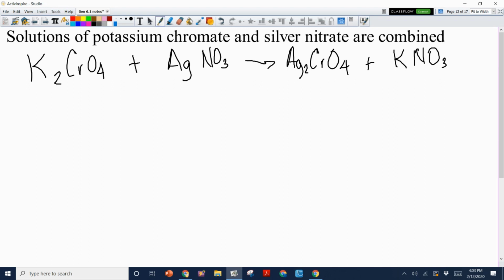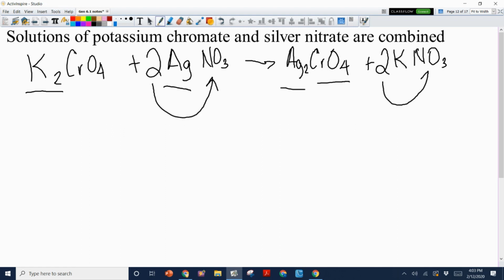All right, now we need to balance this. We have 2 Ks here, so I need 2 Ks here. 1 CrO4, 1 CrO4. 1 silver here, 2 silvers here, so I need to put a 2 there to give me 2 silvers. That gives me 2 nitrates here, and I have 2 nitrates here. So now that's a balanced equation. No matter what we're doing in chemistry, we always have to start off with a balanced equation before we do anything else.